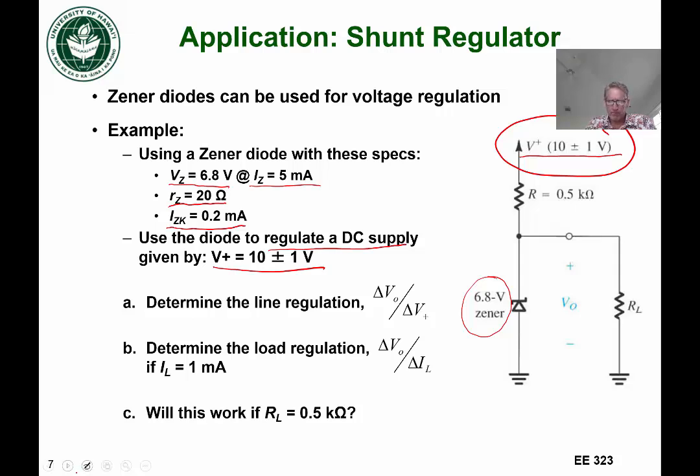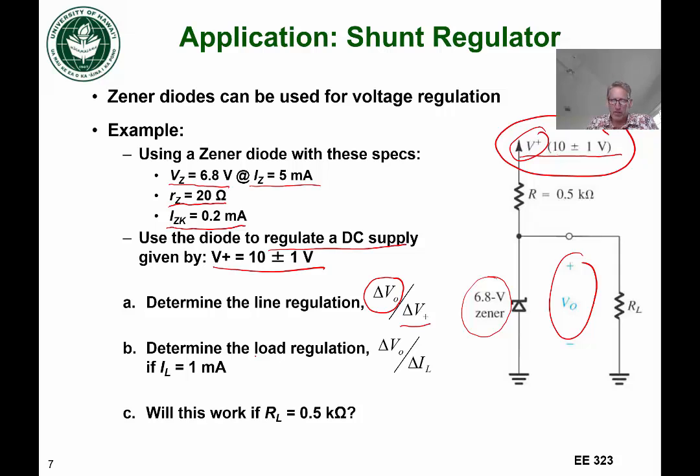And so if we want to characterize this, we can characterize the output variation in terms of how much the output voltage, which is this voltage right here, varies as a function of the supply variation. So if we divide the change in the output voltage by the change in the supply variation, that's what we call the line regulation.